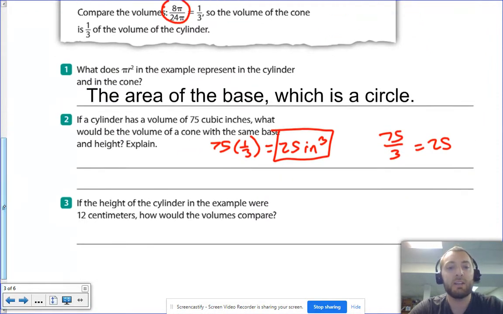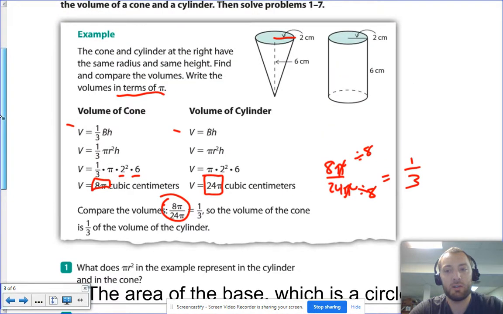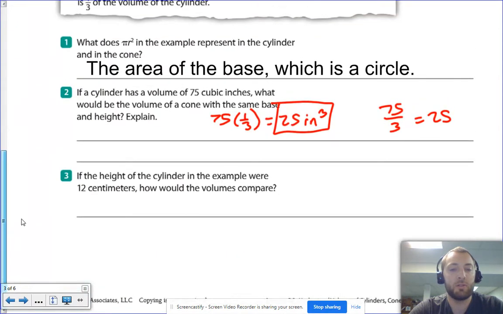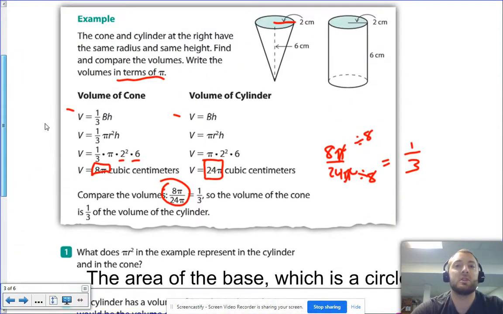And number 3, if the height of the cylinder in the example were 12 centimeters, how would the volumes compare? So if the height of the cylinder was 12 centimeters, that would change it a little bit. Let's just say it's twice as tall. My guess is the cone won't be 1/3. It'll be like 1/6. It'll be twice as small.